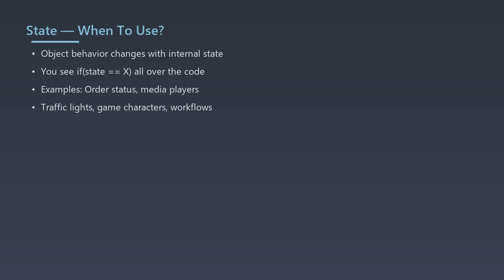Order processing is a classic: new, confirmed, shipped, delivered. Each status has different rules. Media players: playing, paused, stopped. Traffic lights. Game character states: walking, running, jumping, attacking. Anywhere state drives behavior, this pattern shines.